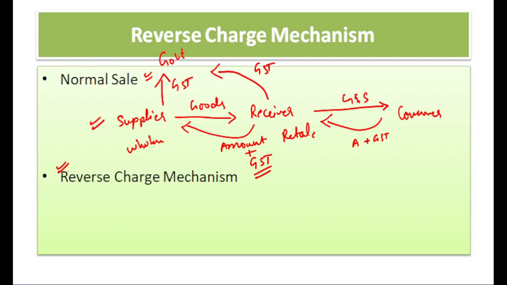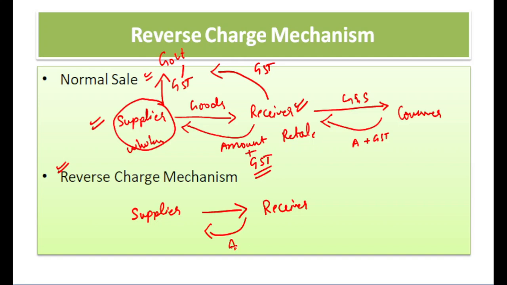What is reverse charge mechanism? Under the reverse charge mechanism, instead of the supplier depositing the GST to the government, the receiver would deposit the GST. So here what would happen? There is a certain class of supplier who would send goods to the receiver, and here he would just pay the amount. Here the supplier won't deposit GST to the government. This won't happen. Here the receiver would deposit the GST to the government directly. This is called reverse charge mechanism.